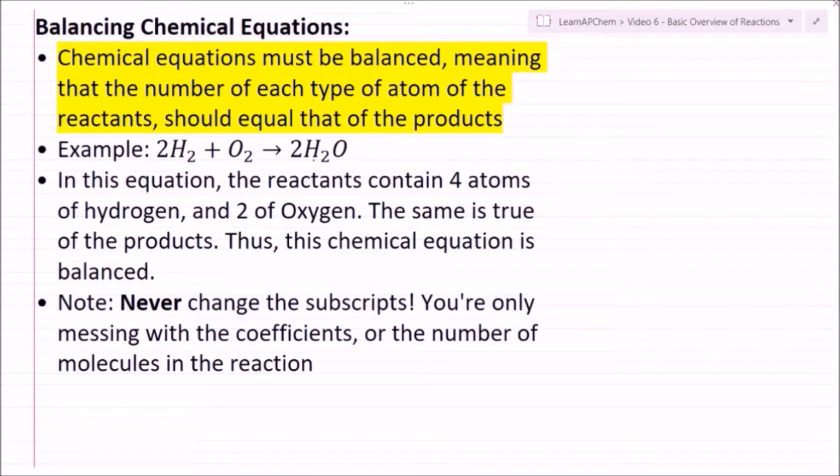Now do note that you should never change the subscripts. You're only messing with the coefficients, or the number of molecules in the reaction. So if we had, say, this here, and you wanted to balance it, one thing you couldn't do would be to rewrite this as O1. Don't do that. You only want to be changing the coefficients. You should also make the coefficients whole numbers. So you wouldn't want to write this as like 1/2, 1/2 or something like that. And then finally, you want to use the lowest factor. So if I had like 4, 2, and 4, you would want to simplify that to 2, 1, and 2.